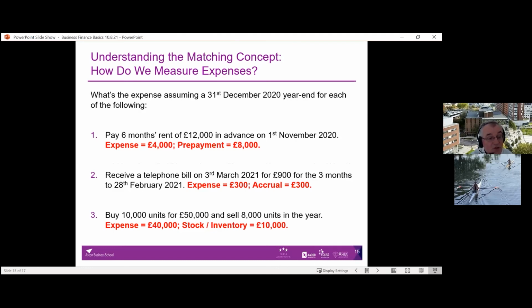So I hope that last half an hour or so has given you a bit more confidence in the balance sheet and the P&L and some of the key ideas that sit behind those statements. And if you feel like you need more, well, first of all, that's realistic. Half an hour is not enough for this subject.